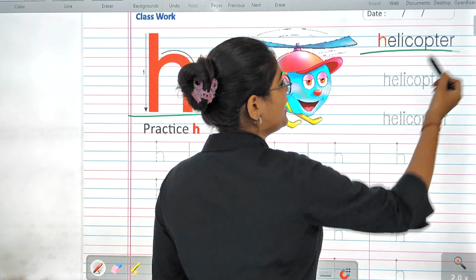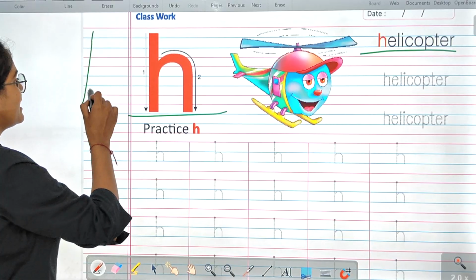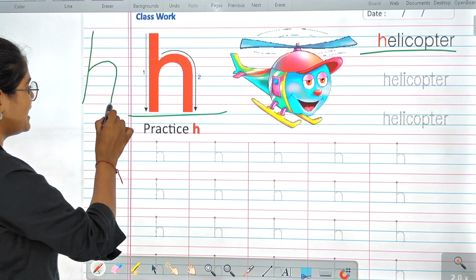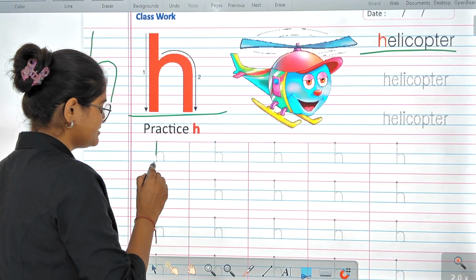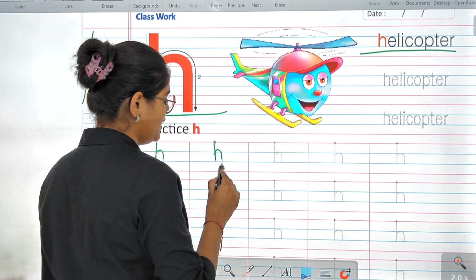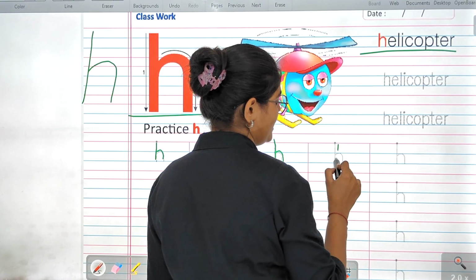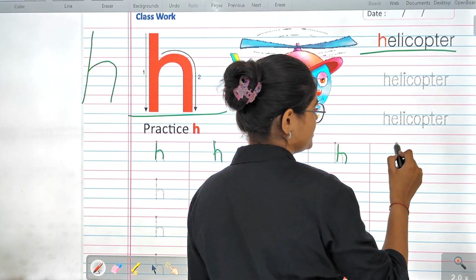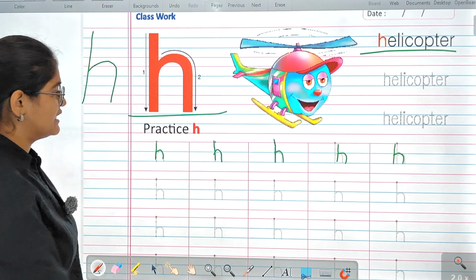The next letter is H. H stands for helicopter. Let's see how to make H. One standing line and then a slanting curve line from here. Let's practice them in lines. H for helicopter. H for helicopter. After that, let's move ahead.